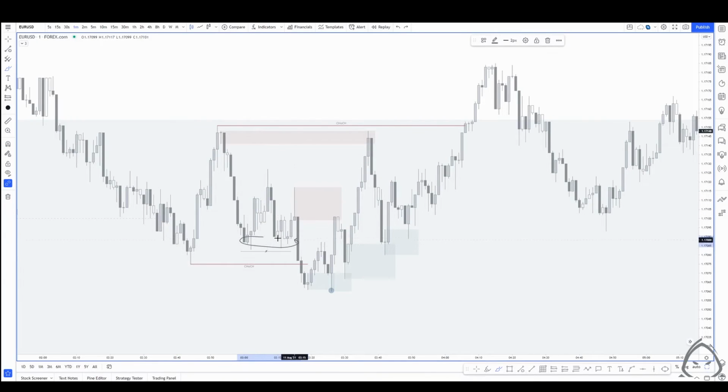If we're looking at this as a demand zone, has it broken structure? No. Has it swept liquidity? Arguably, no. Has it mitigated something? Yes. Therefore, it is valid. But then what we can see is when we react off of it, we get a slight reaction.